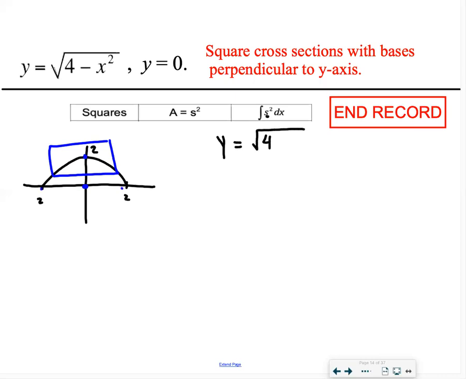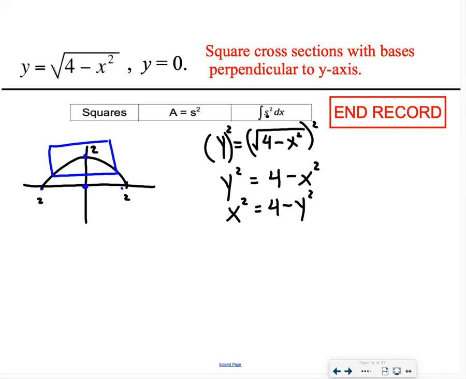So if I have right now y equals square root of 4 minus x squared, I want to solve for x. So I would square both sides. And I'd have y squared is equal to 4 minus x squared. I would bring my x over here and I'd bring my y over here. So I can just write it as x squared is equal to 4 minus y squared. So now let's get it in terms of x. So let's take the square root of both sides. X equals plus or minus square root of 4 minus y squared.